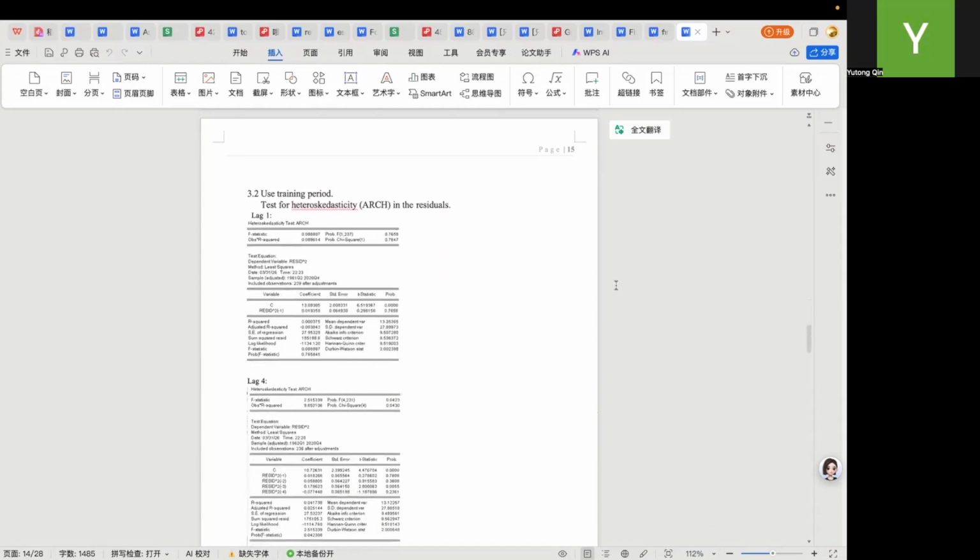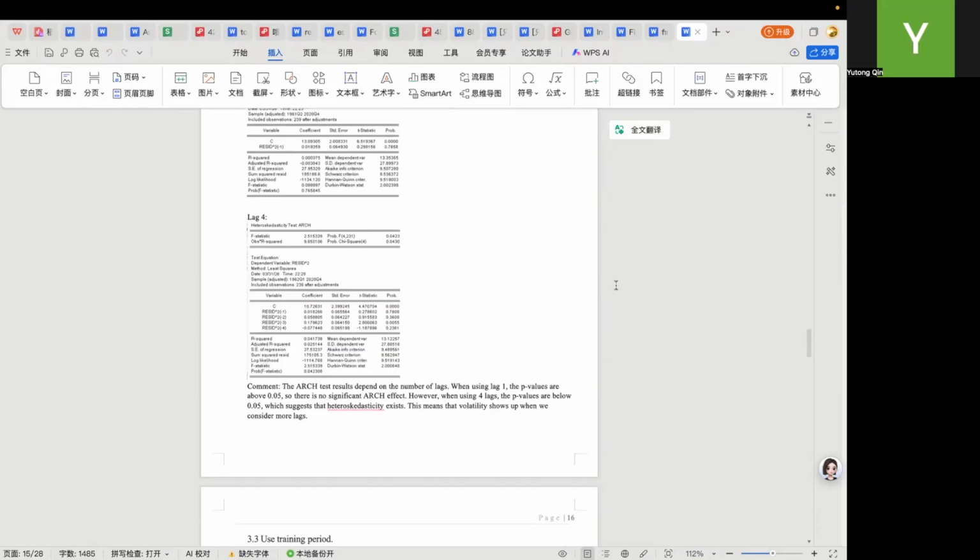Next, we run the ARCH test. At lag 1, the result is not significant, but at lag 4, it becomes significant. So it means volatility exists, but it shows up over multiple periods, not just immediately.